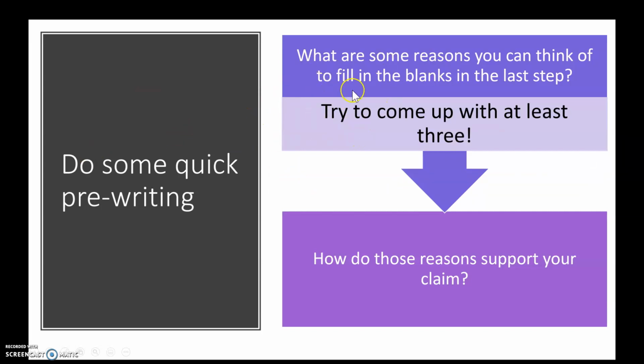So what are some reasons you can think of to fill in the blanks at the last step? Try to come up with at least three and think about how they support your claim. So in my example, what would be some reasons I could think of that uniforms should not be required in public high schools? They stifle creativity. They put an undue financial burden on students. They limit cultural expression, things like that.